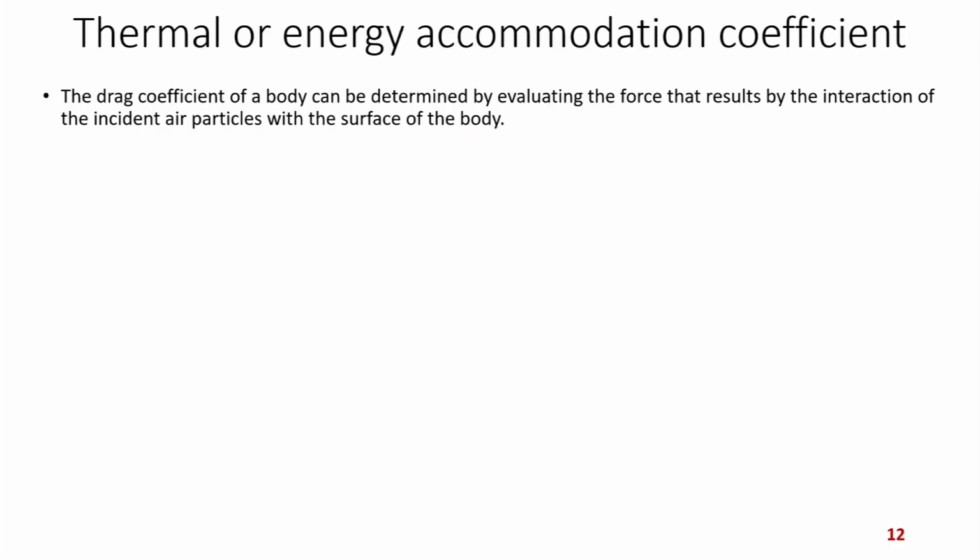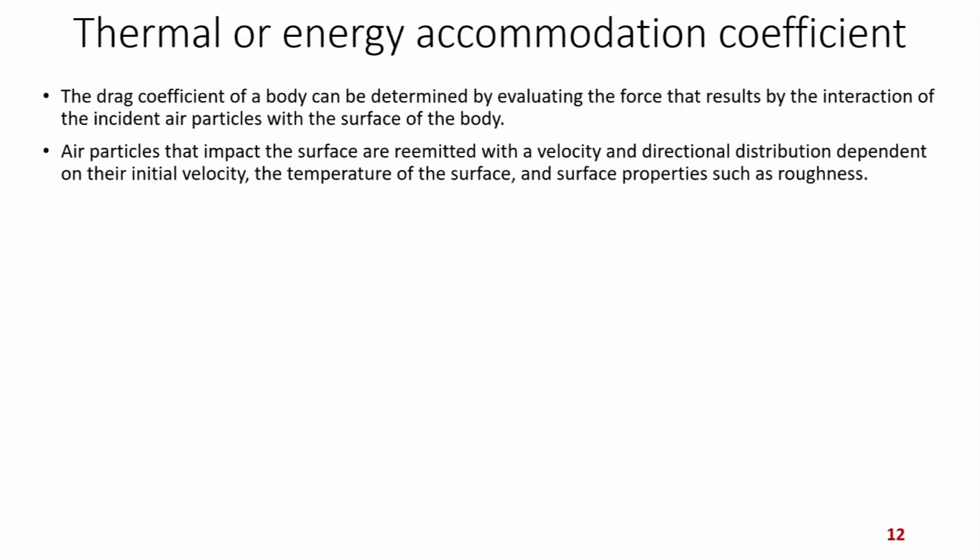Now, another parameter is called the thermal or energy accommodation coefficient. What happens is, the drag coefficient of a body can be determined by evaluating the force that results from the interaction of the incident air particles with the surface of the body. How the surface interacts with the particles, how the particles get reflected, what is the type of reflection. Those factors can also be found, and by using those the drag coefficient can be determined.